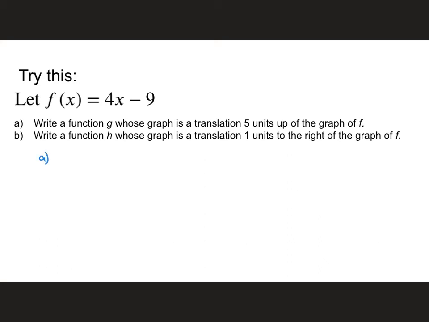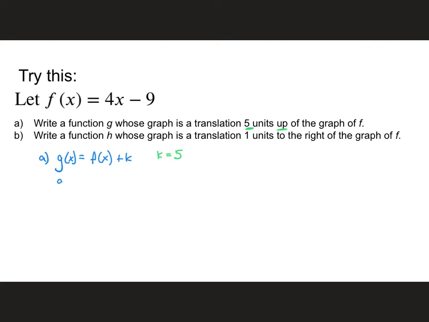Okay, for A, we know that g of x is equal to, let's see here. Well, we're doing something to the graph of f, it says so. So f of x, and I'm moving up 5 units. So that means I'm looking at k. So f of x plus k. So what is k? Since I'm moving up, k is equal to positive 5.